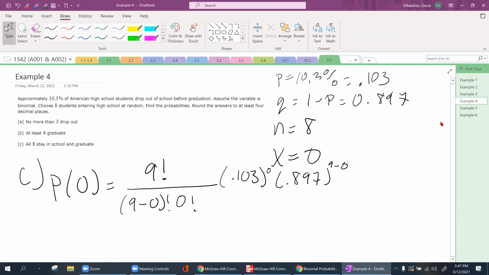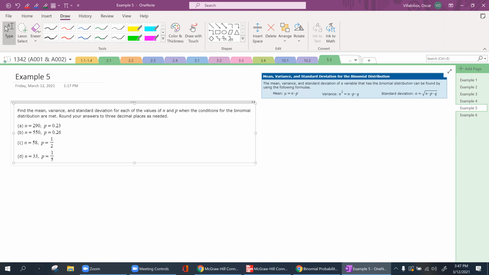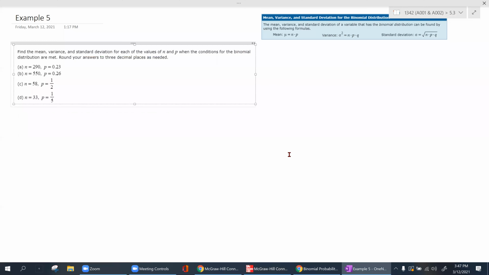Okay, let's jump to example number 5. Now you're going to be given a sample size and a probability, and with this, you're going to be asked to find the mean, variance, and standard deviation.